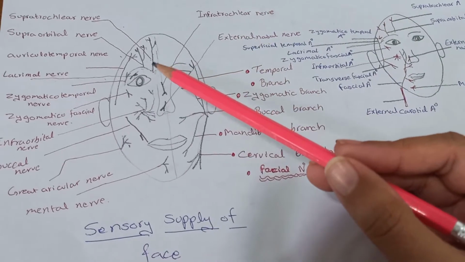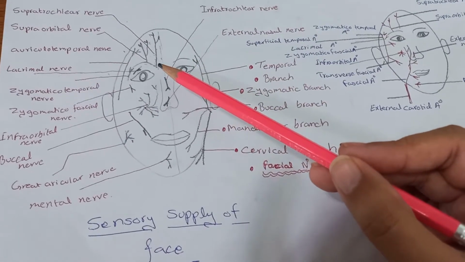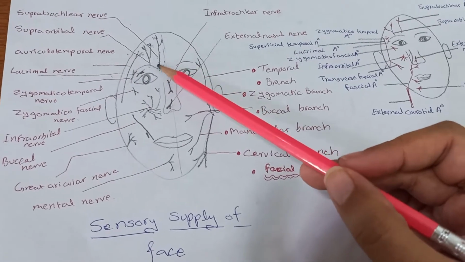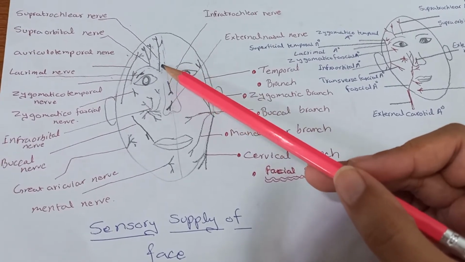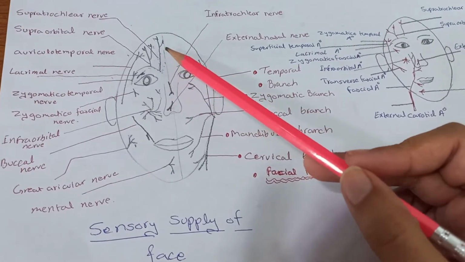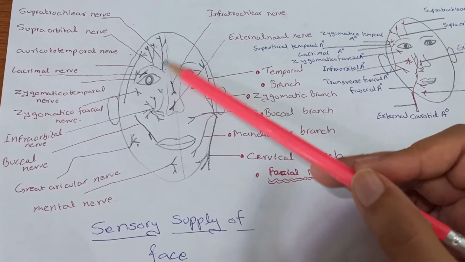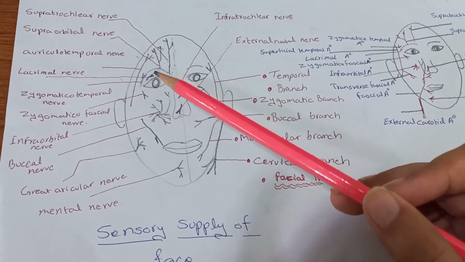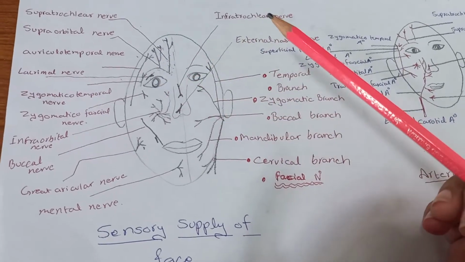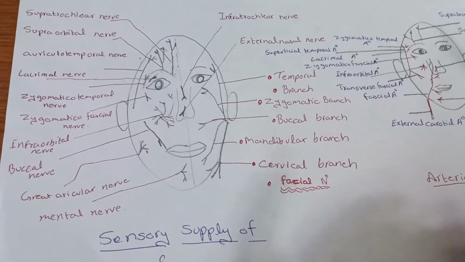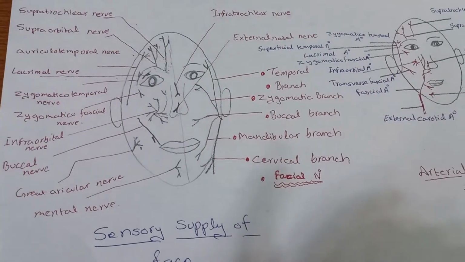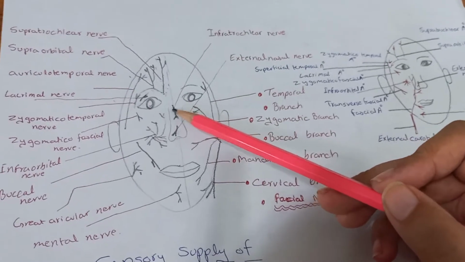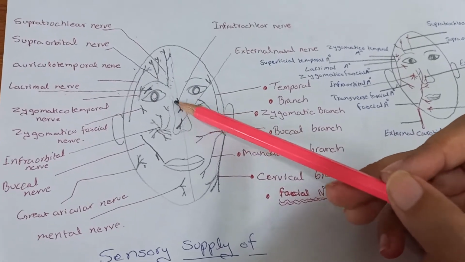Then comes the supratrochlear nerve. As you can see in this diagram, the supratrochlear nerve is present medial to the supraorbital nerve, and it innervates the medial part of the eyelid and also the lower part of the skin of the forehead. This supratrochlear nerve, supraorbital nerve, and lacrimal nerve, all three are branches of the ophthalmic nerve. Then comes the infratrochlear nerve. It innervates the skin over the middle part of the upper eyelid and also the side of the nose.